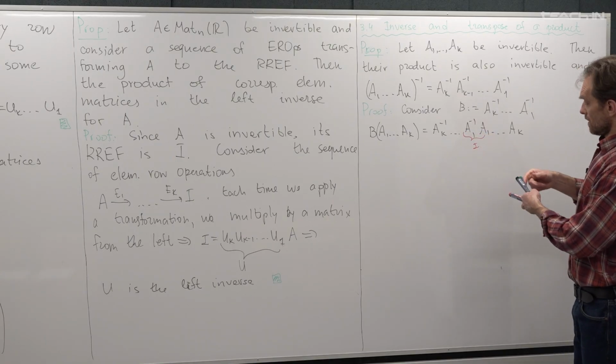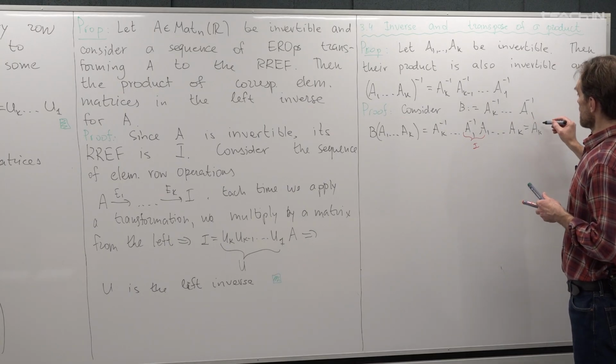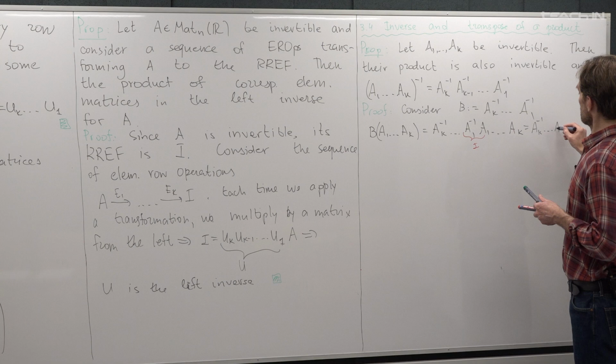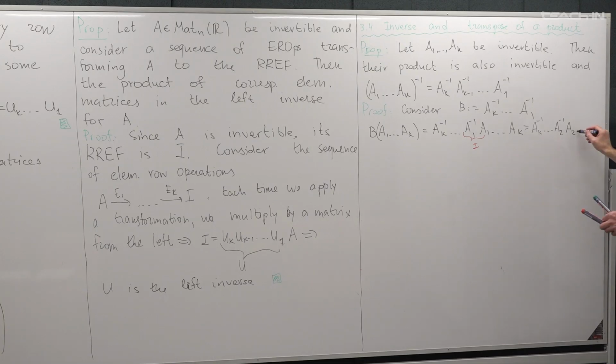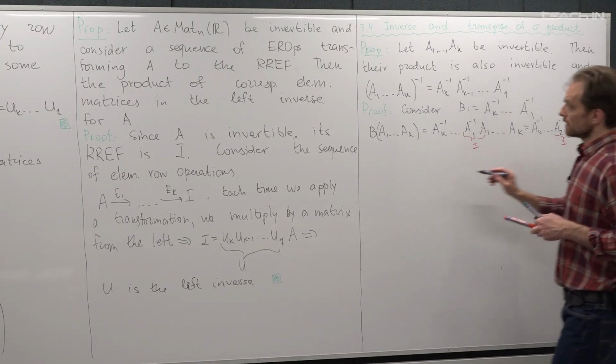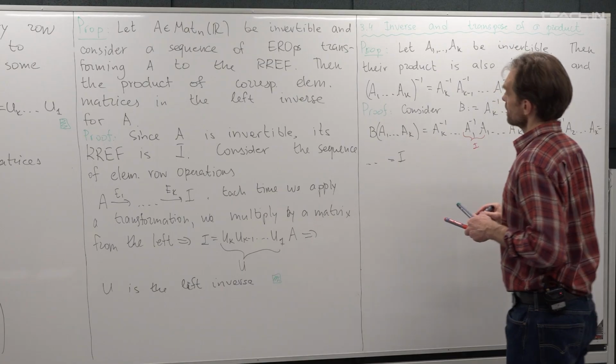Okay, so after one step we get the product of the following form: AK to the minus 1, etc., A2 to the minus 1 multiplied by A2, just because these make the identity, and so AK in the end. So this product is also the identity, and so by continuing like this, we're going to get the identity.